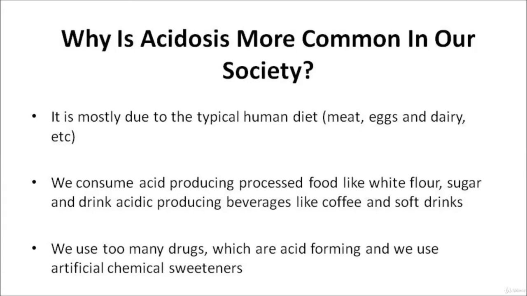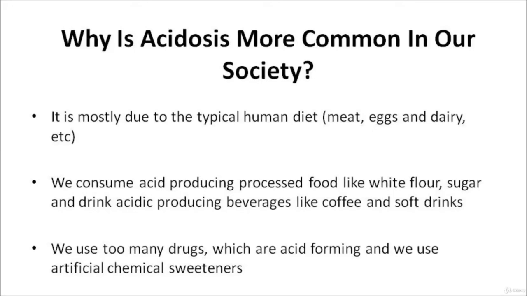In addition to this, we consume acid-producing processed food like white flour and sugar, and drink acid-producing beverages like coffee and soft drinks. We use too many drugs, which are acid-forming, and we use artificial chemical sweeteners like NutraSweet, Spoonful, Sweet and Low, Equal, or even aspartame, which are poisonous and extremely acid-forming.